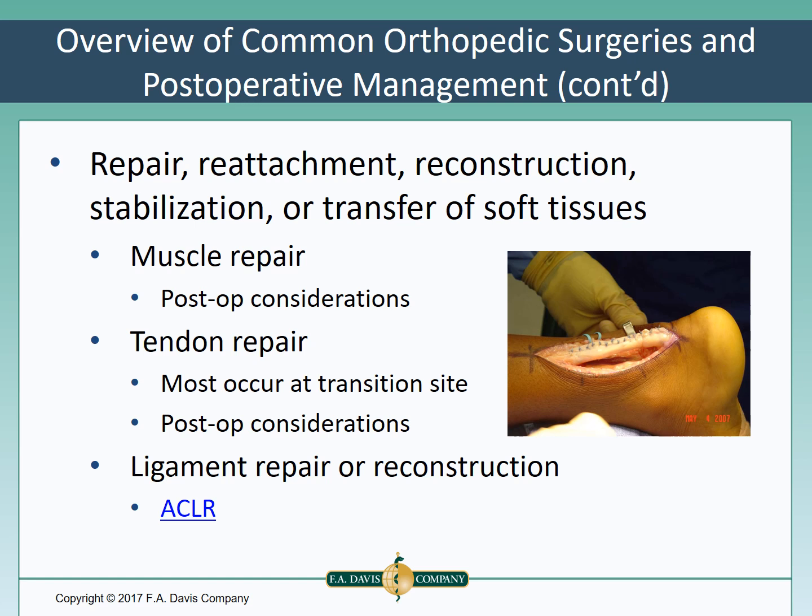When we're looking at the repair, reattachment, reconstruction, and stabilization or transfer of soft tissues, basically what we're talking about here is muscle repair. So if we're repairing a muscle, we have to think of the post-op considerations. We have to think of that tissue healing time. If we're thinking tendons, we know that there's less blood flow here. This is probably going to be a longer rehab, and with most tendon repairs, usually where the tendon will tear is at the transition between muscle and tendon or tendon and bone. Those are the more common ones. It's the transition that makes it slightly weaker than if it was just all one source.